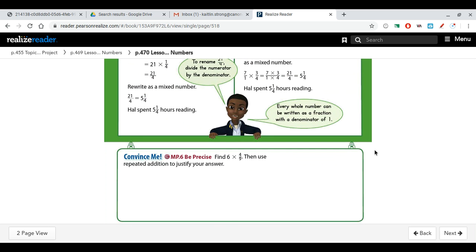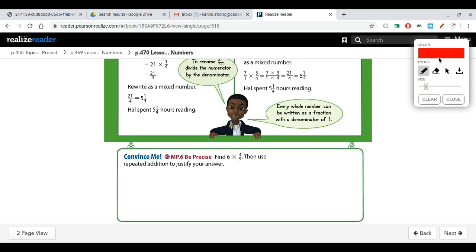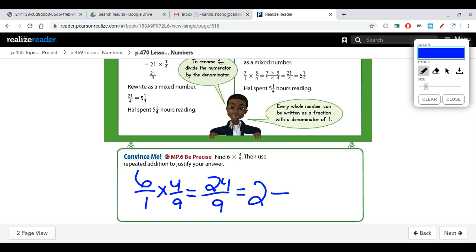Okay? So we take a look at your convince me. It says find 6 times 4/9, then use repeated addition to justify your answer. And so if we look at 6 times 4/9, I'm going to do 6 over 1 times 4/9, and then I'm going to multiply. So 6 times 4 is going to be equal to 24 over 9. 9 goes into 24 twice, and then I look at what's left over. So 9 times 2 is going to be 18. 24 minus 18 is going to be 6 ninths.